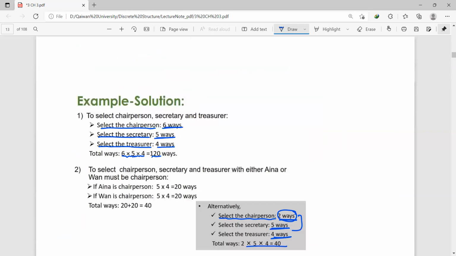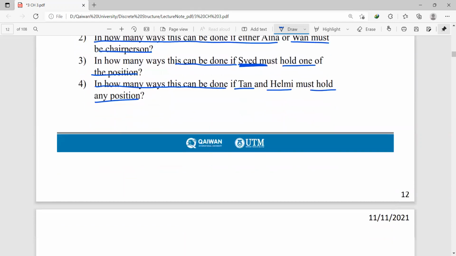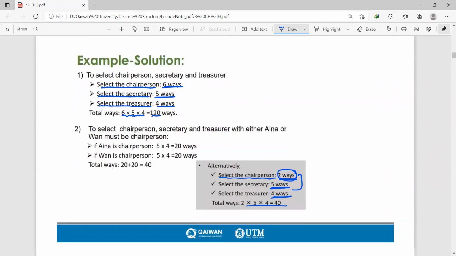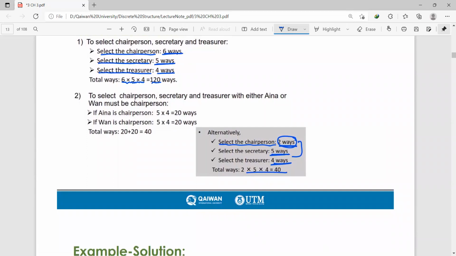And for the last question, it says, in how many ways can this be done if Tan and Hilmi must hold any position? Here we have 2 people who get 2 of the positions. That means 2 positions are for these 2 people. Different positions. No, there are no 2 people for the same position.